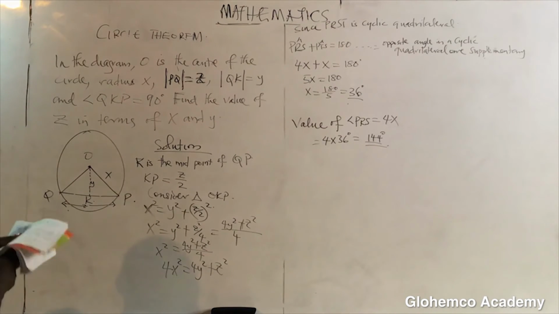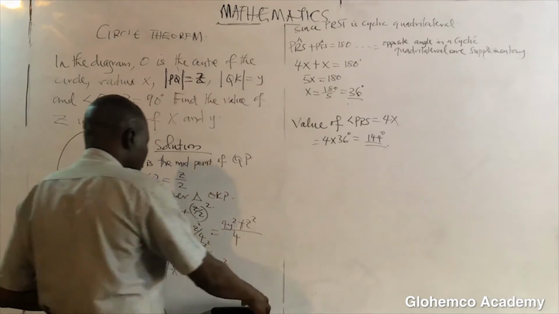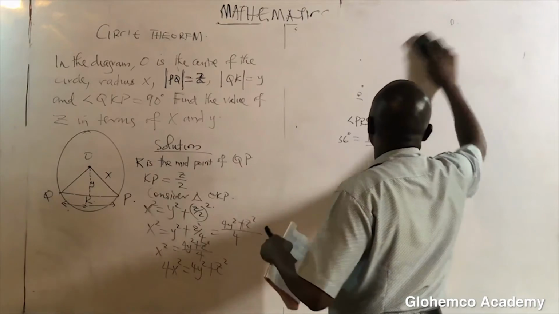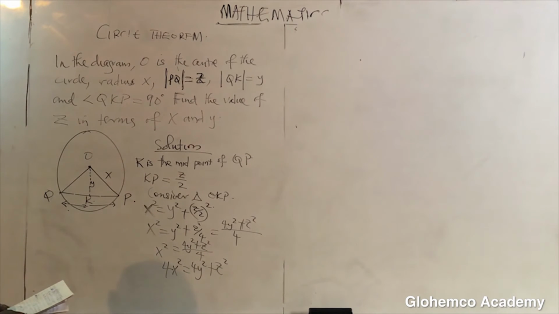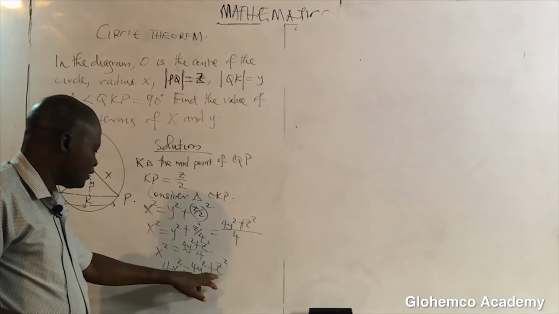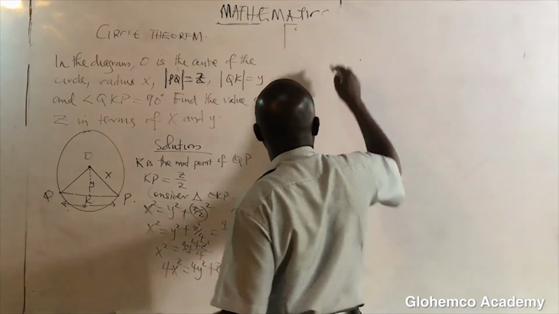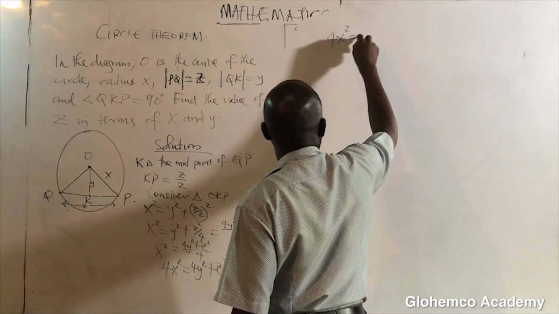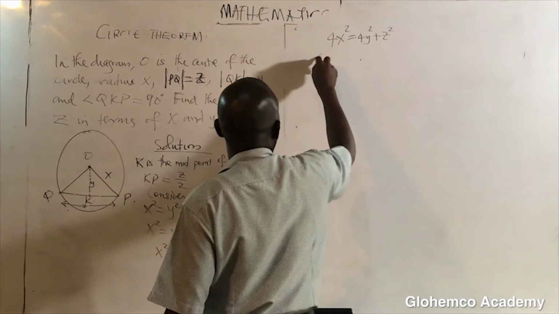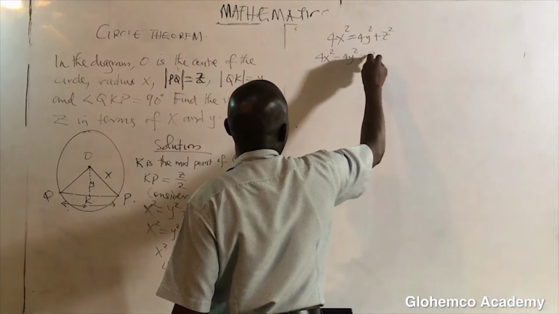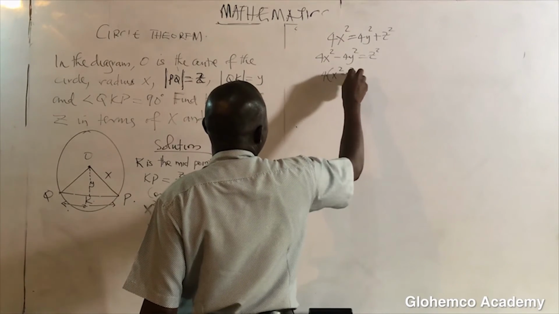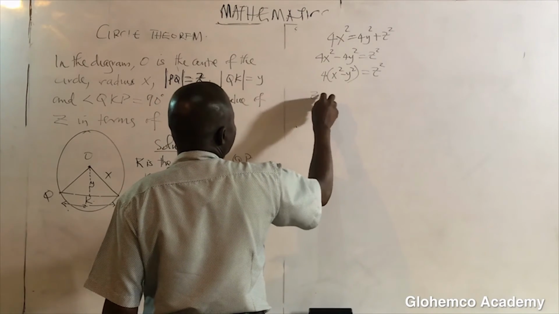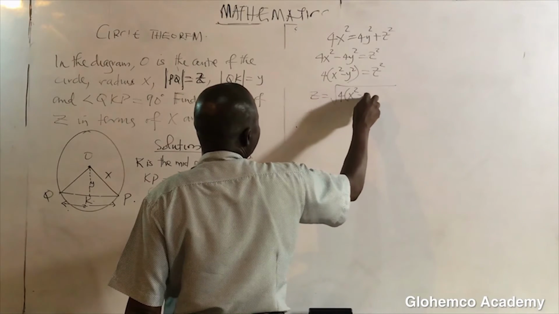Now, we want to find the value of Z in terms of X and Y. We are going to make Z the subject of the formula. Knowing that 4X squared equals 4Y squared plus Z squared, 4X squared minus 4Y squared equals Z squared. Then 4 into X squared minus Y squared equals Z squared.